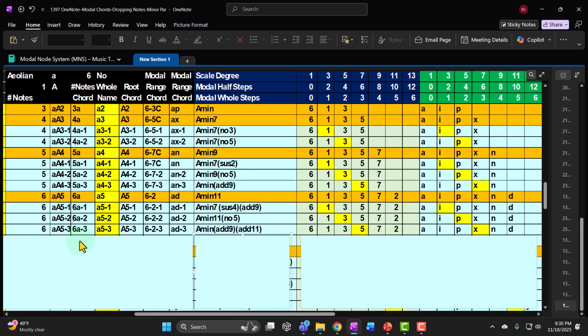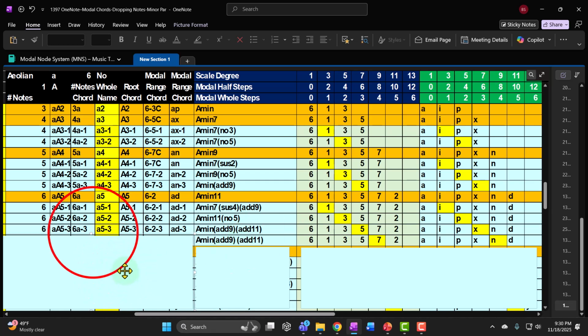just map the coordinates of a 6-note Aeolian no 3 or an A5 no 3, meaning you just go all the way up to the last nodal point, 5th modal whole step, which would be 10 modal half steps, 11th scale degree, and remove the one that's 3 modal whole steps up, 6 modal half steps, 7th scale degree. All right. So then let's say we're going to remove the 9.